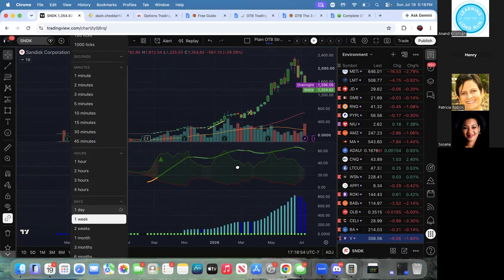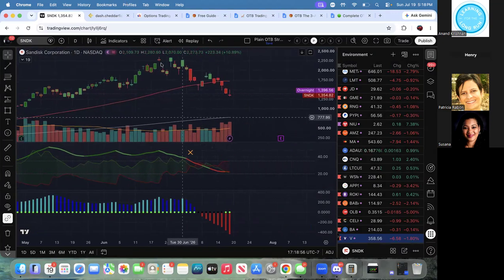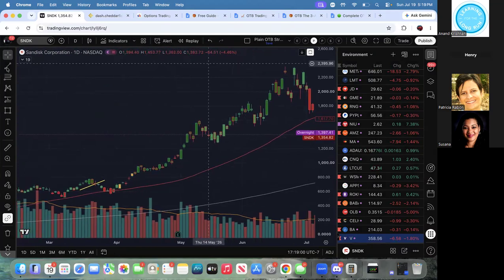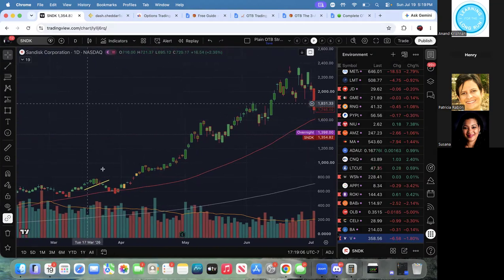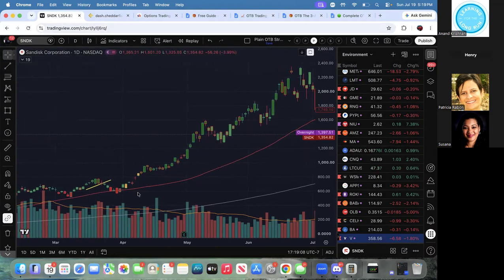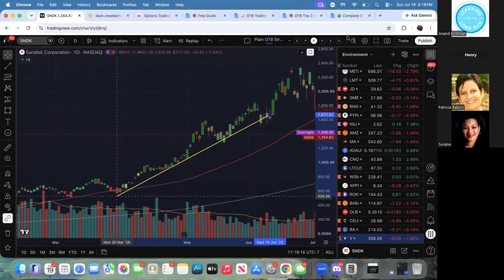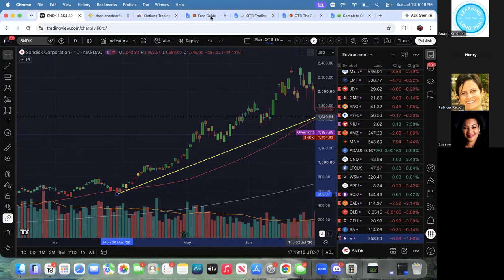Go to the 1 day on SNDK, SanDisk. This is one of those companies that has been really shooting up with the AI boom and now seems to be going down. It could potentially just be a blip and come back up. That's also possible, but that remains to be seen.